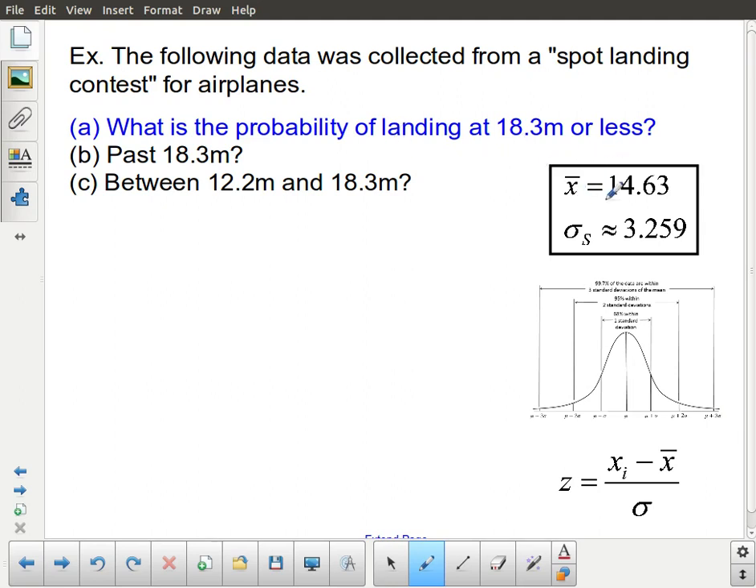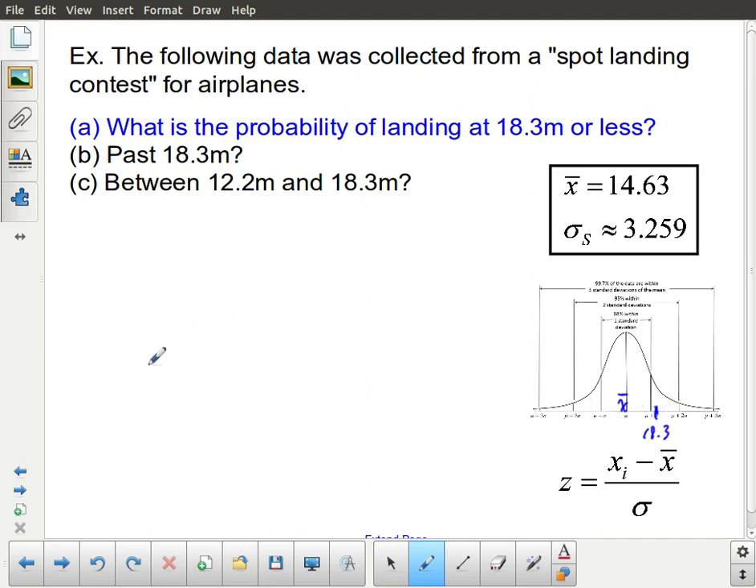Okay, so the first thing we have to figure out is what's the probability of landing at 18.3 meters or less. Now, I've talked to you about where 18.3 meters would be on our graph, and so that's going to be at just a little bit past 1 standard deviation. There is the mean value, which means this first bar is the mean value plus 1 standard deviation. So 18.3 is going to be around there.